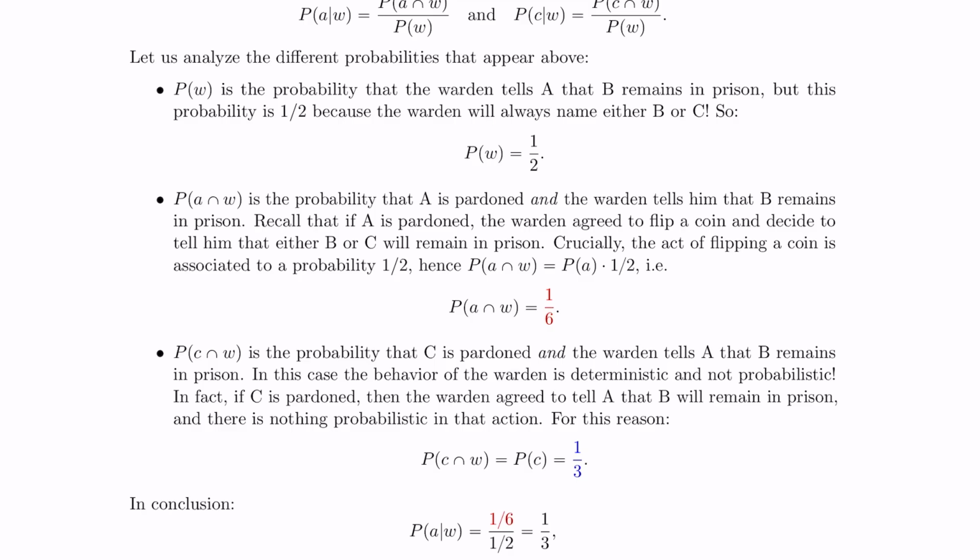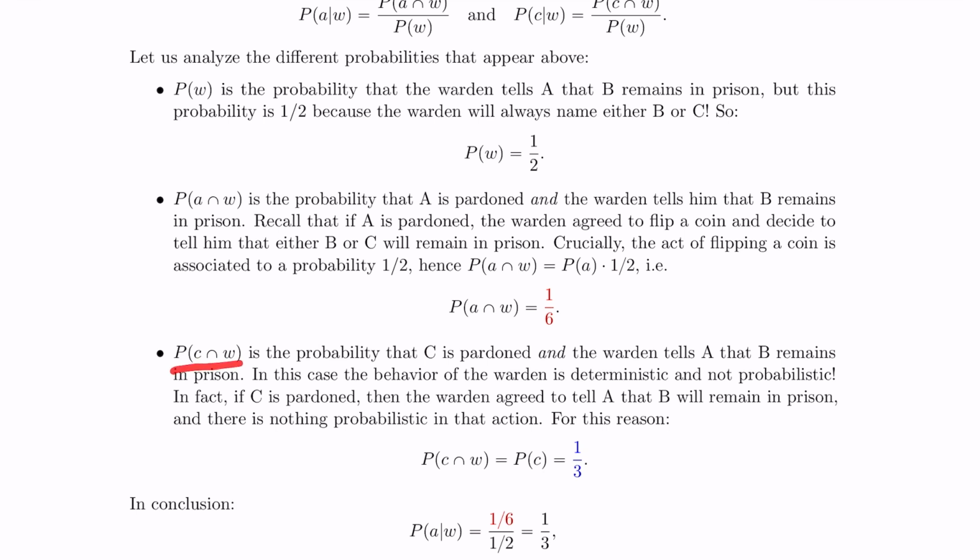This is the key point of the reasoning. In fact, recall that if A is pardoned, then the warden agreed to flip a coin and decide to tell him that either B or C will remain in prison. But crucially, the act of flipping a coin is associated to a probability 1/2. So the probability of occurrence of these two events simultaneously is given by the probability of A times 1/2, that is 1 divided by 6.